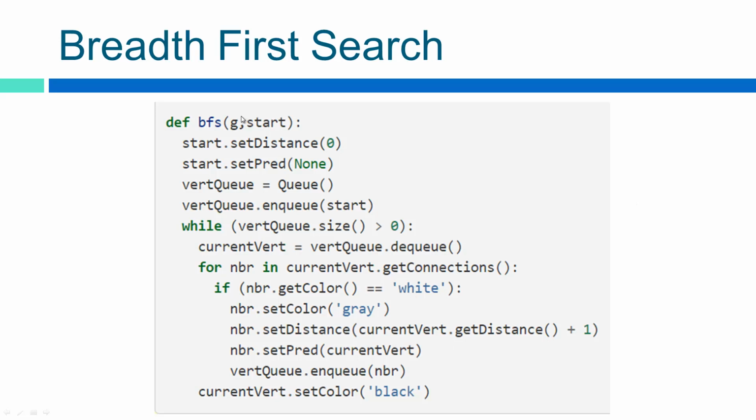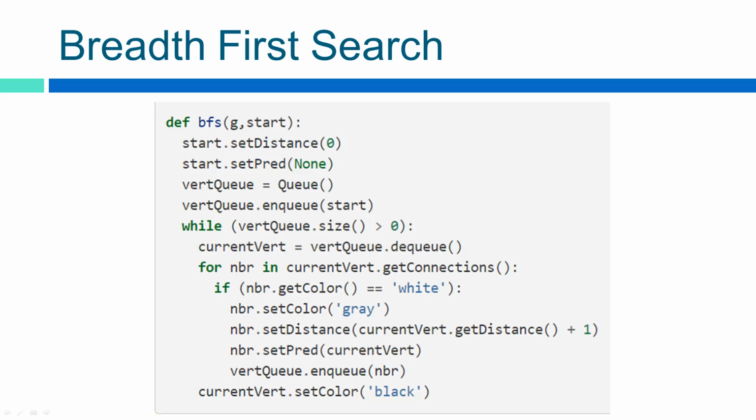So we'll start from the very beginning here. We have BFS, it takes in a graph and a start. You can say start set distance, start set predecessor, and we'll look at that. Those are just additional methods on the vertex that we're using to essentially visualize what the BFS is doing.